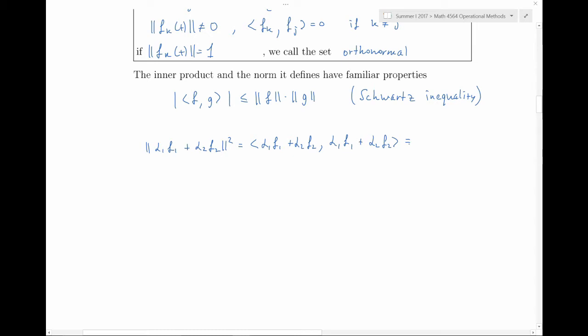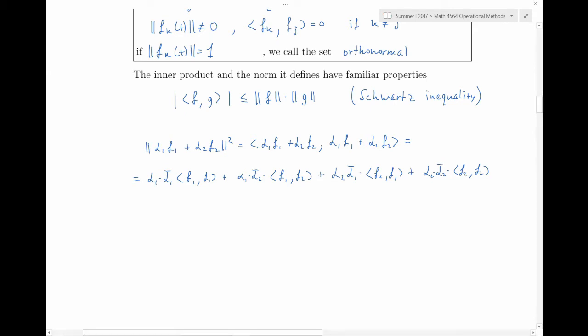expanding this linear combination leads to alpha 1 times alpha 1 bar with the inner product of f1 with itself, plus alpha 1 times alpha 2 bar times the inner product of f1 with f2, plus alpha 2 alpha 1 bar times the inner product of f2 with f1, plus alpha 2 times alpha 2 bar times the inner product of f2 with f2.